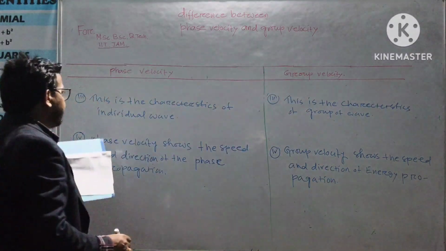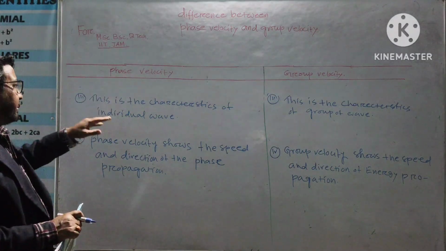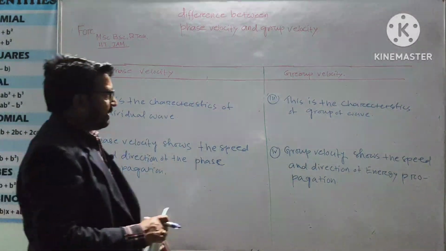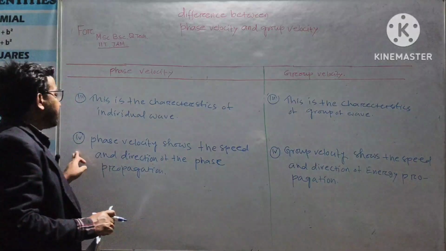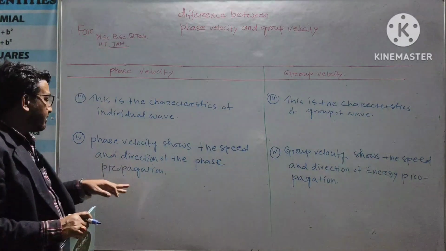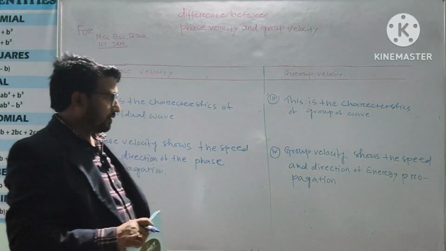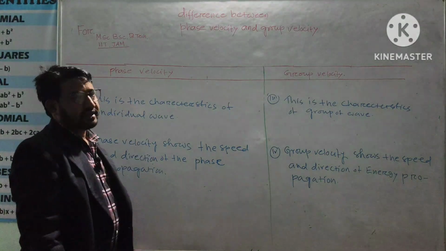So the third difference: this is the characteristic of the individual wave. It means that phase velocity always indicates the characteristics of a single wave, and this is the characteristic of a group of waves. And the last difference: phase velocity shows the speed and direction of the phase propagation, and group velocity shows the speed and direction of energy propagation. So these are the basic differences between phase velocity and group velocity.